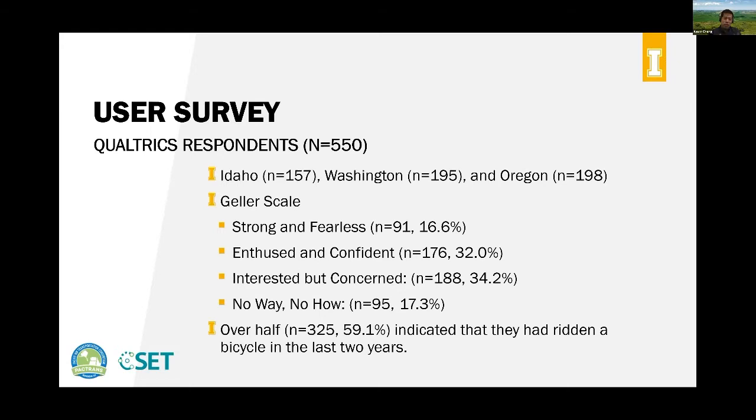And then in order to differentiate between our bicyclists and non-bicyclists, we asked a question. And that question was, have you ridden a bicycle in the last 2 years? We administered this survey right during the pandemic. And so we wanted to make sure that we had enough of a time frame before the pandemic and all of the restrictions occurred. And so that was our criteria. And you can see that 325, about 59%, indicated that they had ridden a bicycle in the last 2 years. Obviously, the remaining 225, or about 40% of our responders, indicated that they had not ridden a bicycle.